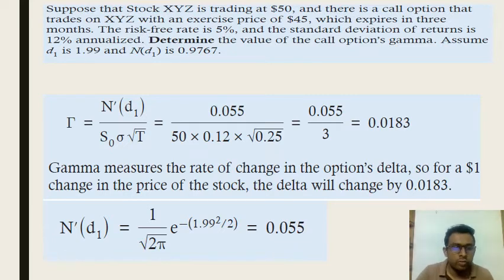So we take N dash d1, 0.055, divided by S0, which is 50, into 0.12, which is the standard deviation, into the root of time t, because 3 months is 3 by 12, 0.25, which gives 0.0183. So gamma actually represents the change in the option delta. For one unit change in the price of the stock, the delta will change by 0.0183. So delta measures the change in call option price as compared to the change in stock price, and gamma measures the change in delta as compared to the stock price. So that's what gamma and delta mean, and we'll move forward with certain specifications.